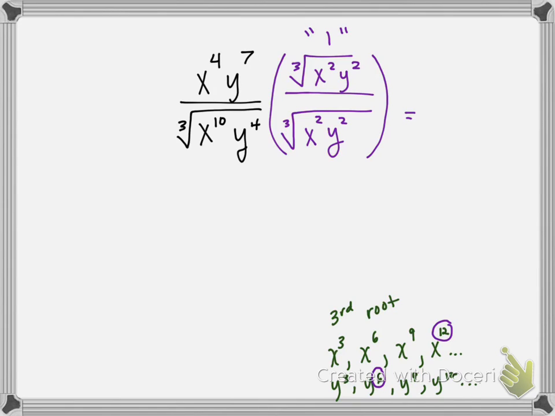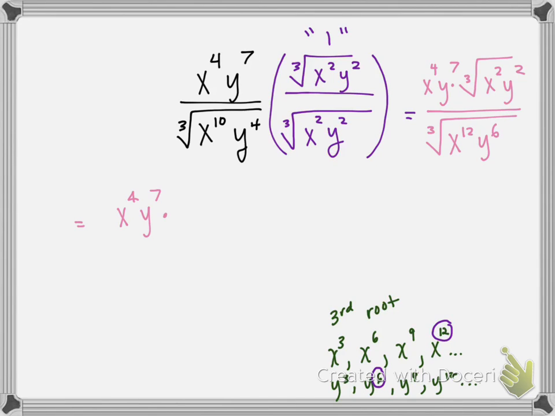So when I multiply straight across, in my numerator I have x to the 4th, y to the 7th, times the third root of x squared, y squared, and that's all over the third root of, well, I have x to the 10th, y to the 4th times x squared, y squared. That would give me x to the 12th and y to the 6th on the inside. All right, so I'm going to rewrite the numerator as is, and let's take a look at the denominator.